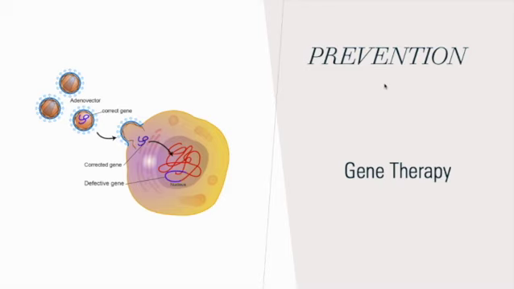So prevention. Since the disease is caused by a gene mutation, it can't necessarily be prevented, but usually gene therapy at an early age could repair or replace a defective gene. In this case, it would be the CFTR gene.